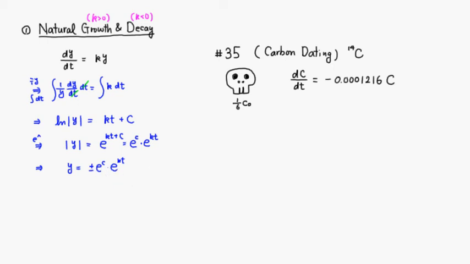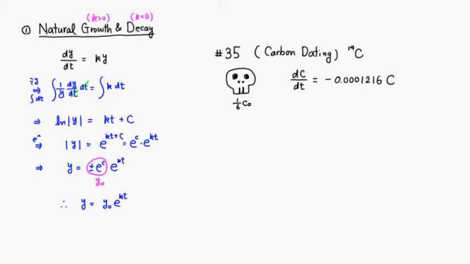We can call this part right here a constant: plus or minus, e is a constant, c is a constant. So I'm going to just call it y0. Therefore, we have this equation: y is equal to some constant y0 times e to the kt. All right, let's look at an example of this natural decay.